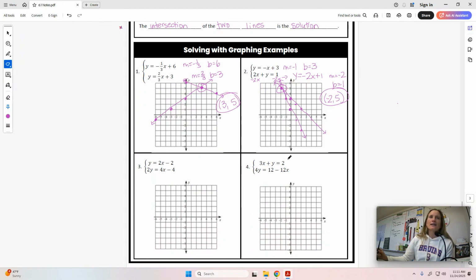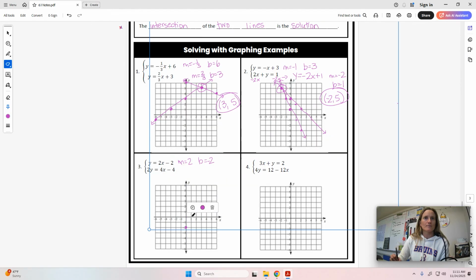All right, in our last two, we're going to get into the situations where we have infinitely many and no solutions. So in this, again, the first equation is ready for us. We have a slope of 2 and a y-intercept of negative 2. So I'm graphing a line that has a y-intercept of negative 2 and is going up 2 over 1. So up 2 over 1.